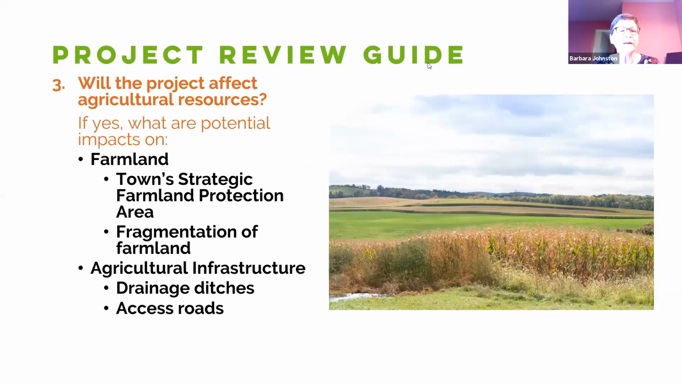The third question, will the project affect agricultural resources? This might include conversion of farmland, but it also might include fragmentation of farmland or impacts on agricultural infrastructure such as drainage tiles, ditches, or access roads. These are questions that you think become a custom of asking after the agricultural plan was done, and they're incorporated in the natural resource inventory as well.